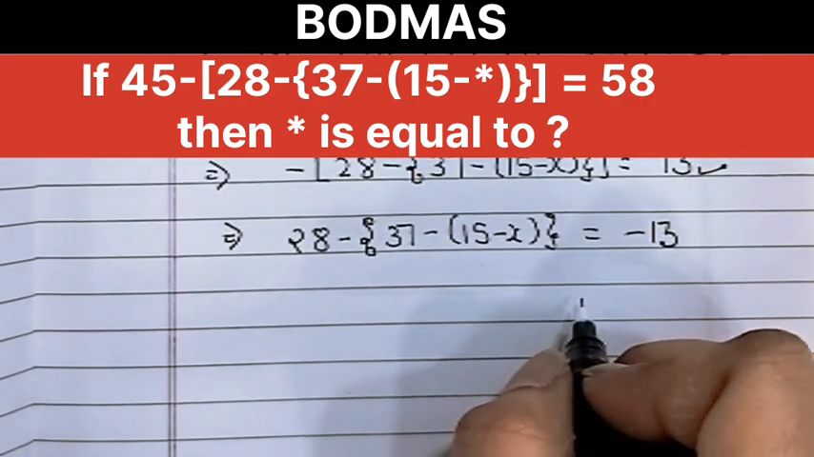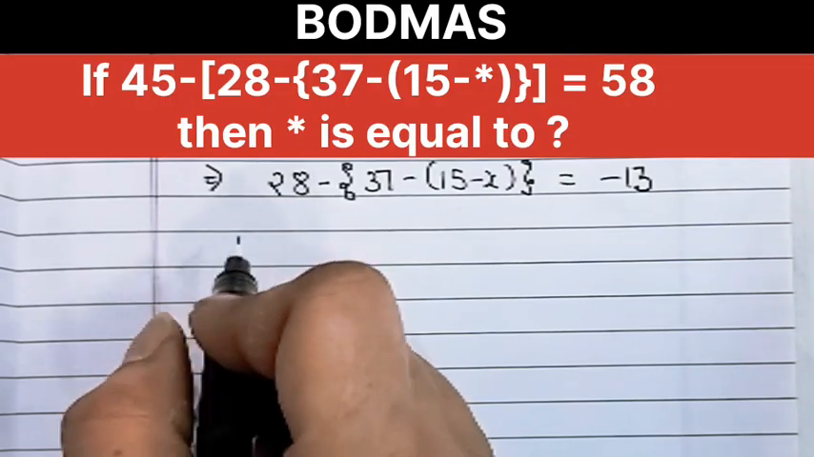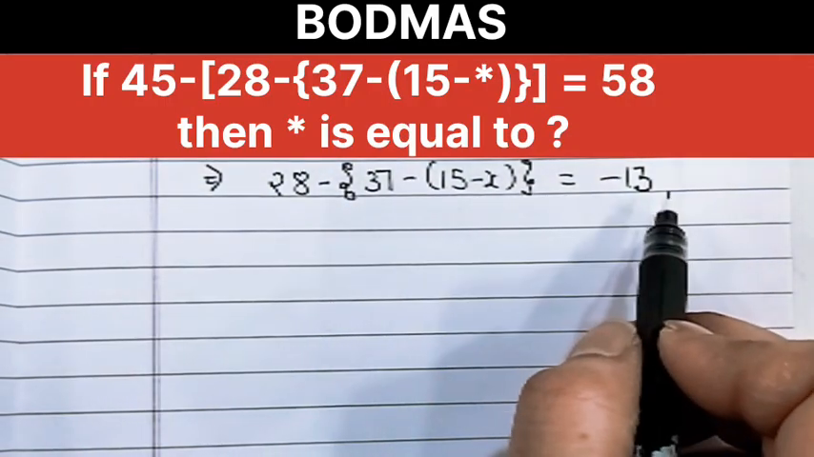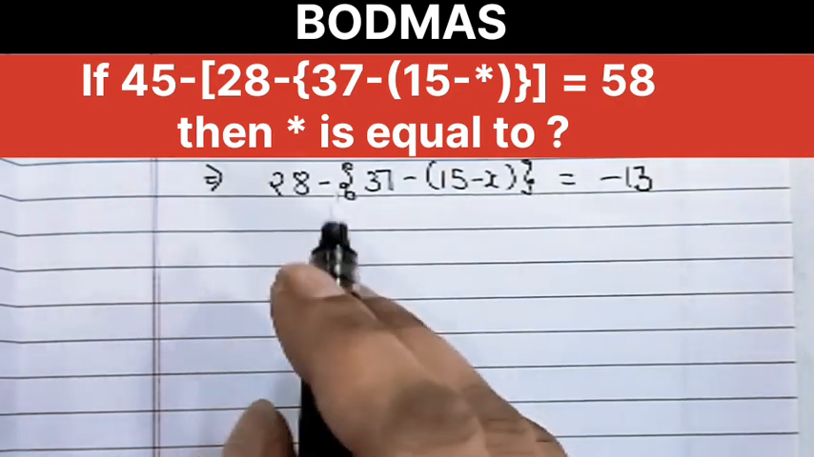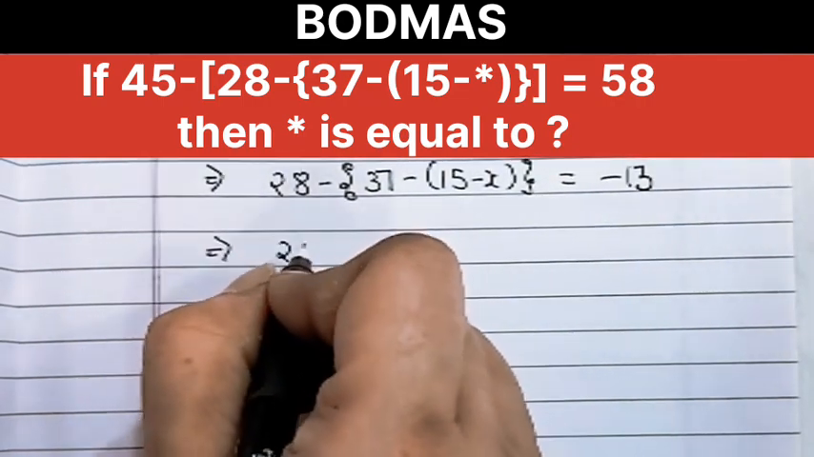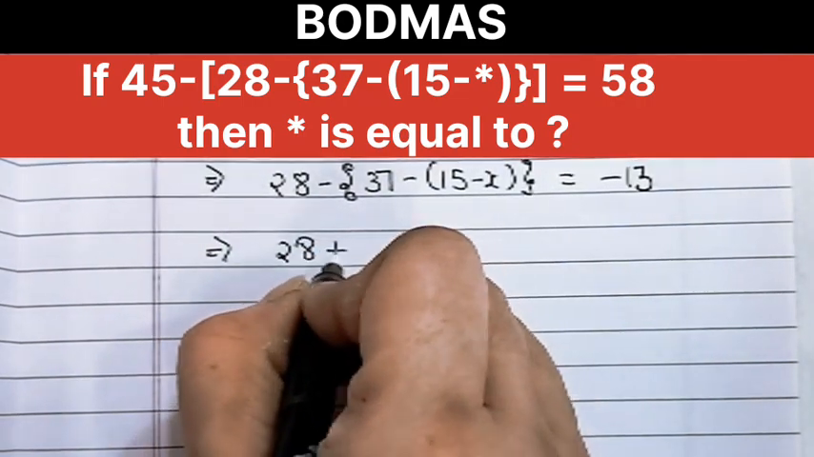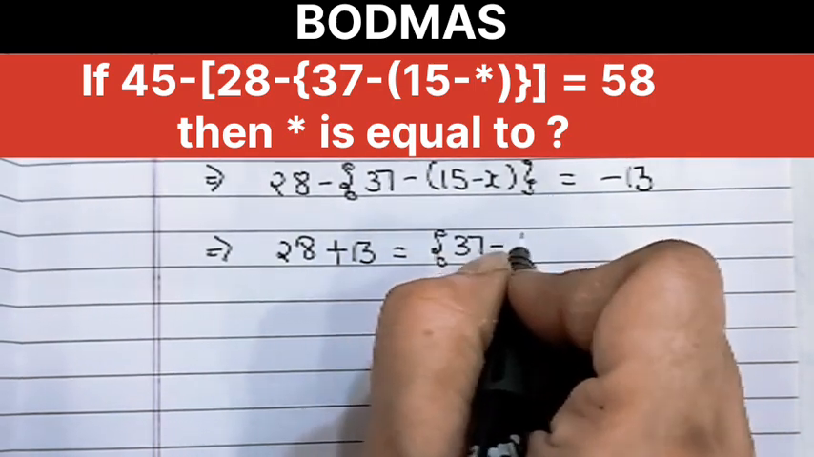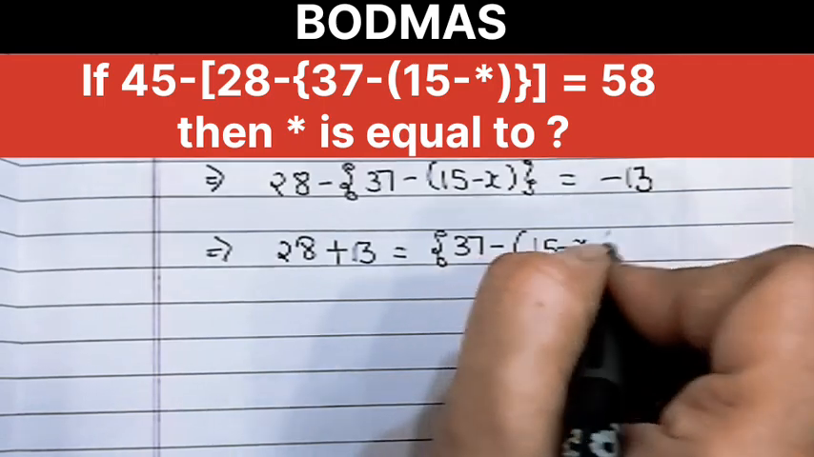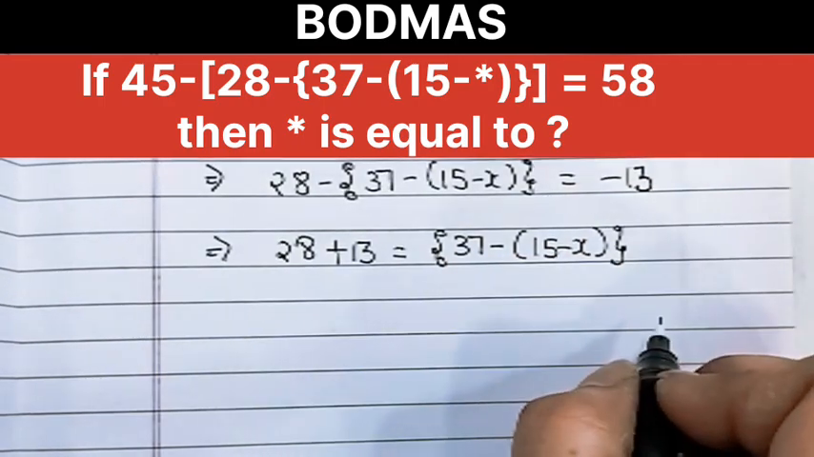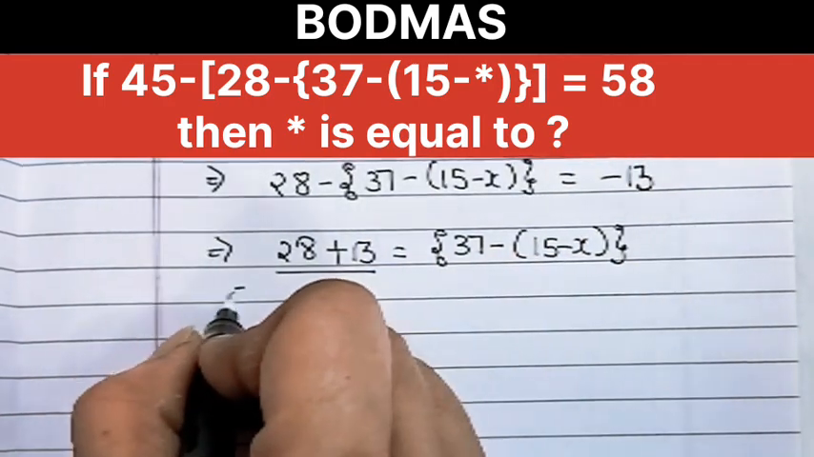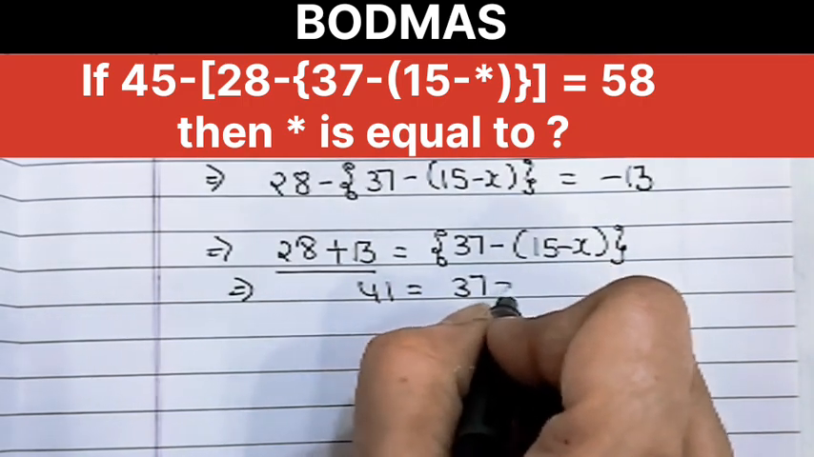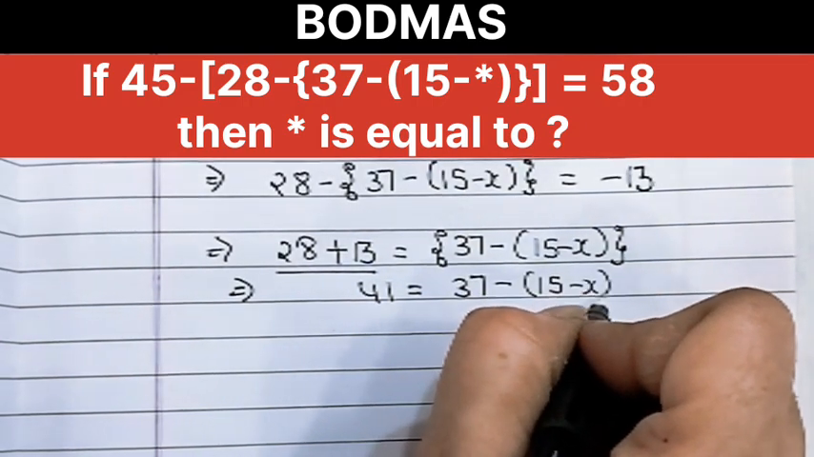Now isolate the curly brackets. The second step, isolate the curly bracket. Move the curly bracket term to the right and minus 13 to the left. So it will become 28 plus 13 equals 37 minus 15 minus x, close curly bracket. Now after adding this, we'll get 41 equals 37 minus 15 minus x.